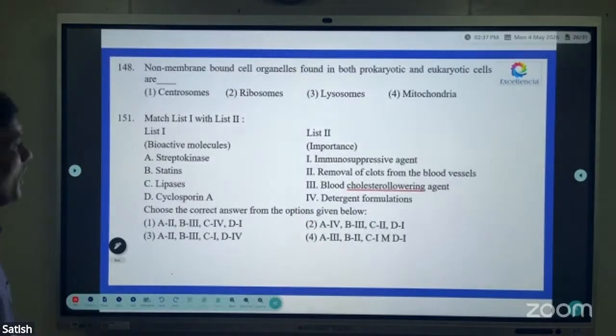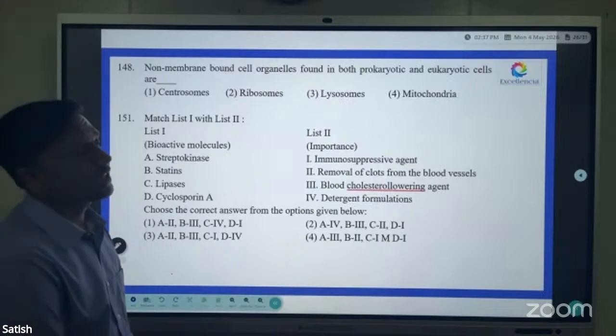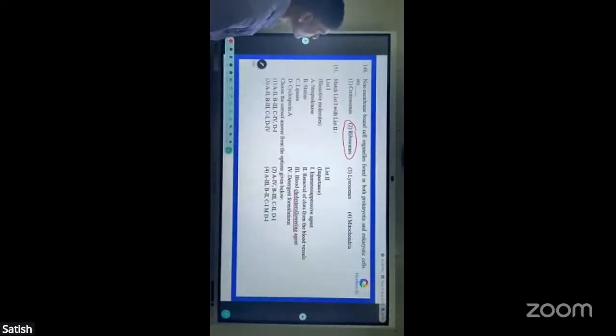Next one, 148. Non-membrane bound cell organelles found in both prokaryotes and eukaryotes. Very, very easy. That's why they're also called as universal cell organelles.